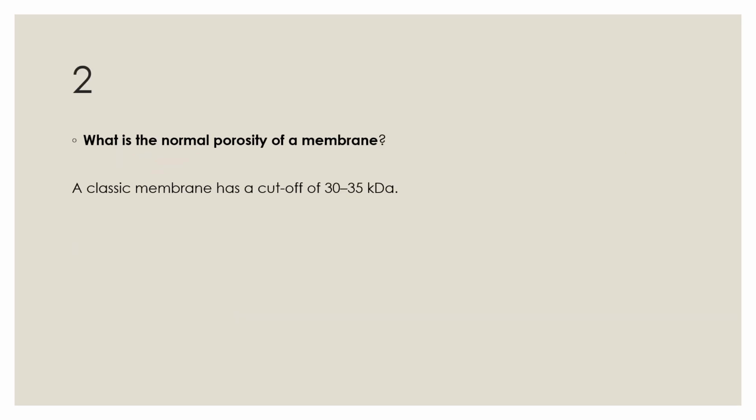What is the normal porosity of dialysis membrane? A classic membrane has a cutoff of 30 to 35 kilodalton. Membranes used for convection have similar porosity, whereas the cutoff value is lower, approximately 5 kDa or 5 kilodalton in diffusion mode. So effectively, classic CRRT membrane can be used for both diffusion and convection.